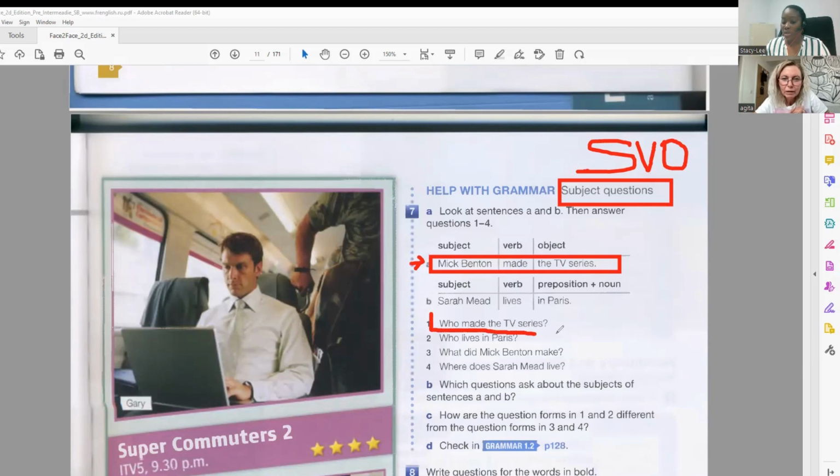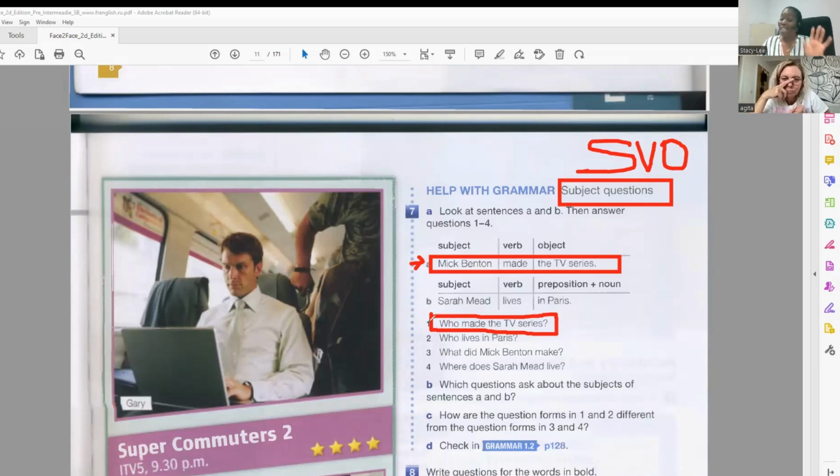Who made the TV series? So when I ask this subject question, I'm going to get a subject answer: the person who made the TV series. Do you understand? The subject question is this question, but the answer is always about the subject. Yes, the subject. That's the focus of the answer. So smart. Thank you, Agatha.